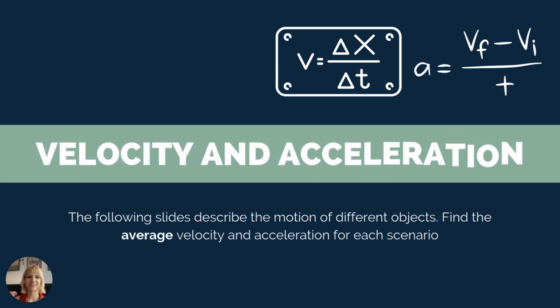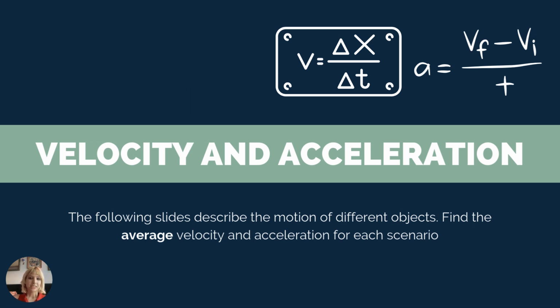Velocity and acceleration. Here we have average velocity is the change in x over the change in t, and acceleration is also the change in v over the change in t. This is just a different way of writing delta. You would do final minus initial. Sometimes it's an i for initial, and sometimes it's a 0 or naught. Just be aware of that.